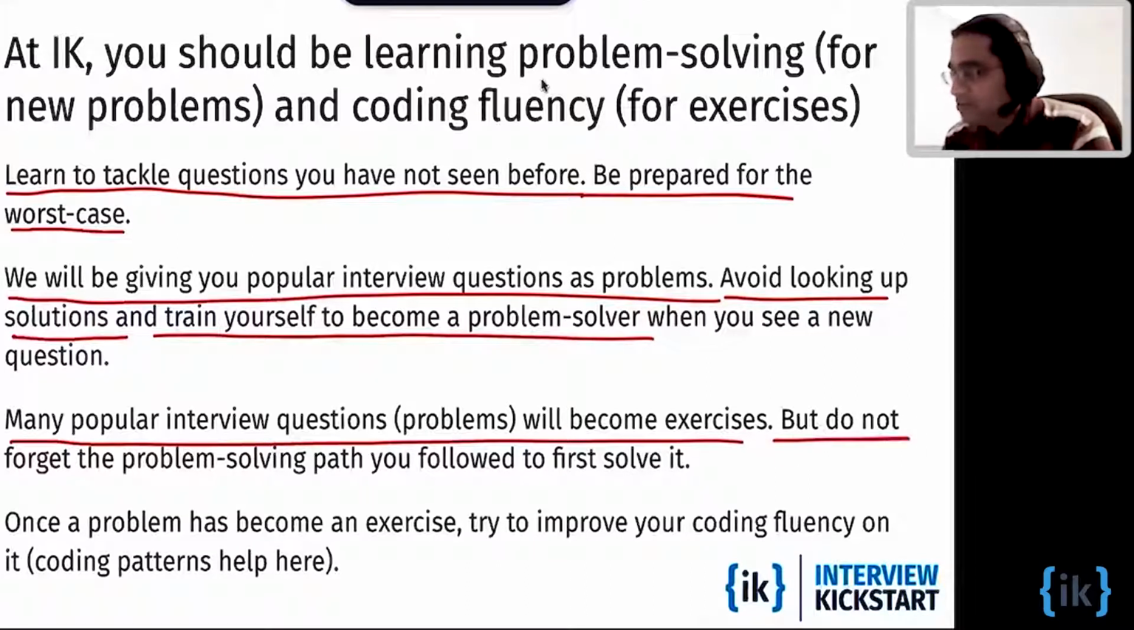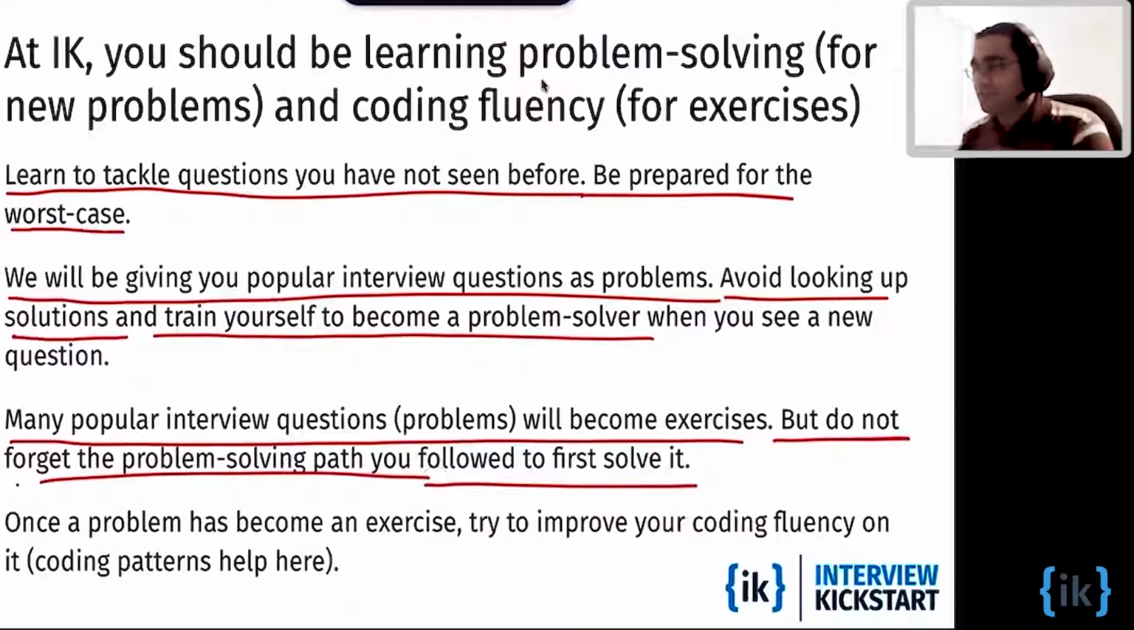But you should not forget the first time, the original journey that you followed to solve that problem, because you might have to quickly retrace that journey in the interview to show the interviewer that you're not just retrieving the solution from your memory, like retrieving an entry from a hash table. You actually know how to think about the given problem from scratch, approach it like a problem solver, and find your own path to the solution.